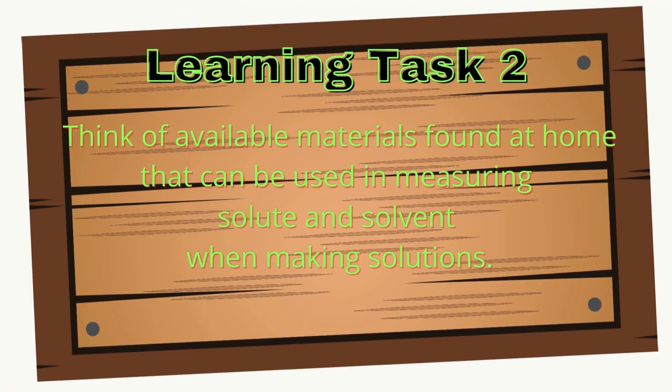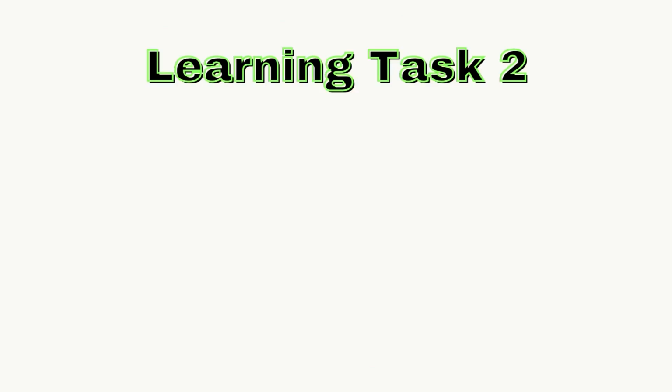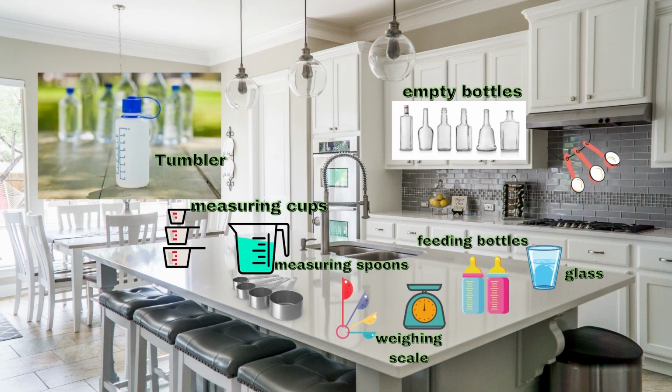Learning task number 2. Think of available materials found at home that can be used in measuring solute and solvent and making solutions. These are some materials that can be found in our kitchen or dining area. Tumbler, measuring cups, measuring spoons, weighing scale, feeding bottles, glass, and some empty bottles.